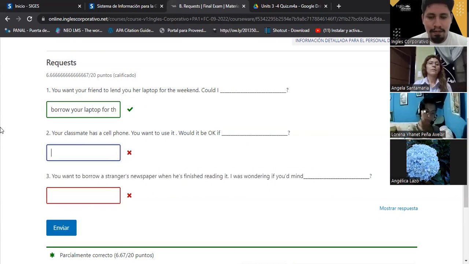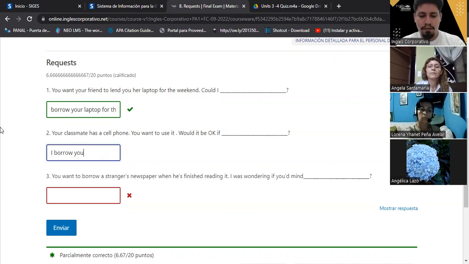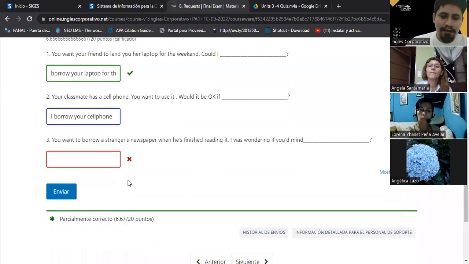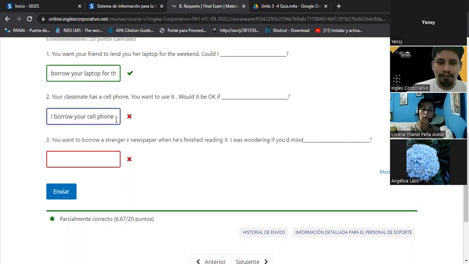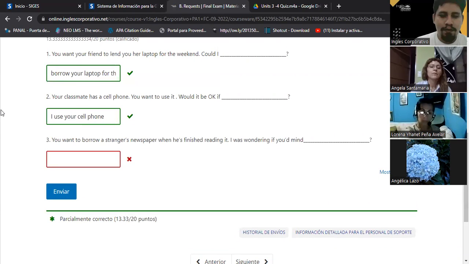Number two. Angelica, can you complete this sentence? Would it be okay if I borrow your cell phone? Okay, let's try. It says your classmate has a cell phone. You want to use it. Would it be okay if I borrow your cell phone? Let's try. No. Is something wrong here? Any other option? If I use your cell phone? Let's try. If I use your cell phone. Yes, that's correct. So there we have the answer for sentence number two.